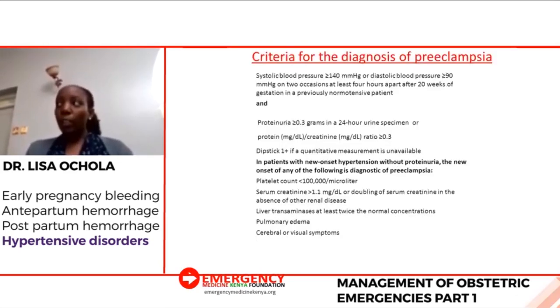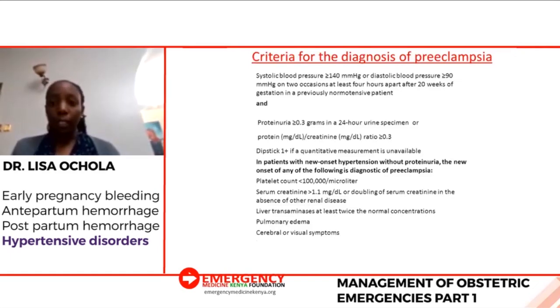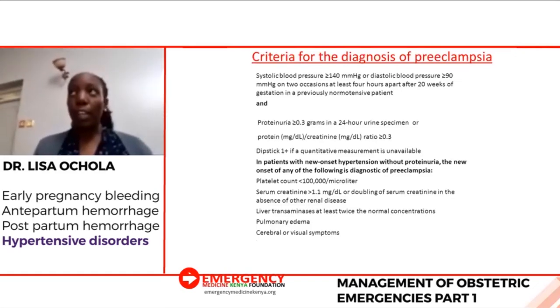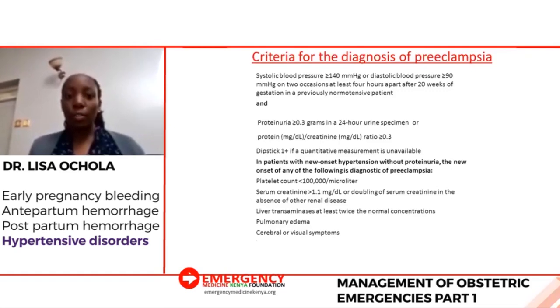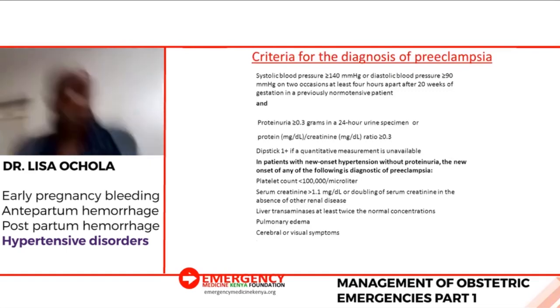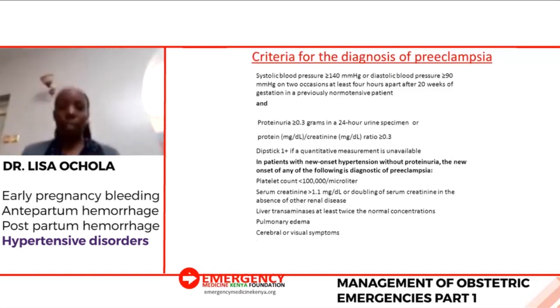So just a quick look at the criteria for the diagnosis of preeclampsia. It's usually systolic blood pressure of more than or equal to 140 millimeters of mercury, or diastolic blood pressure of more than 90 millimeters of mercury. And this is usually on two occasions which are at least 4 hours apart. And like I said, it has to happen after 20 weeks of gestation.